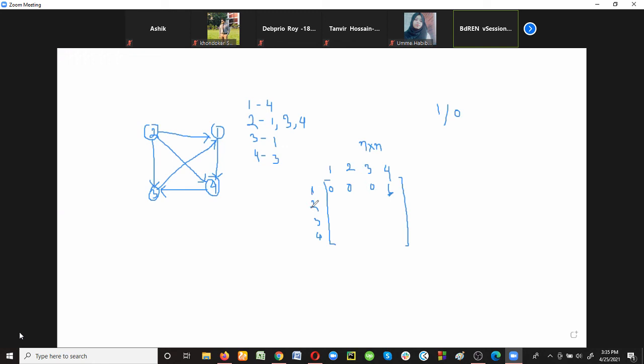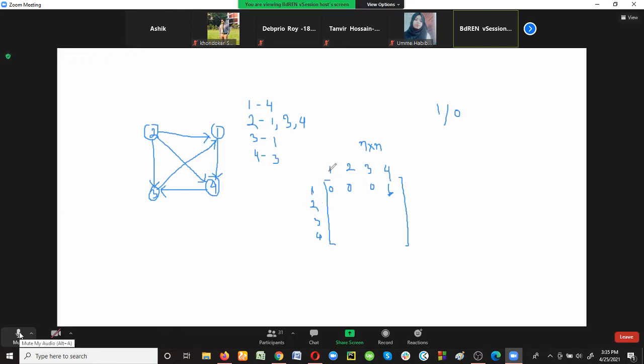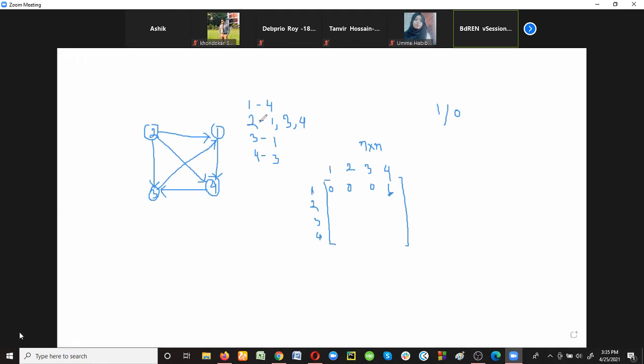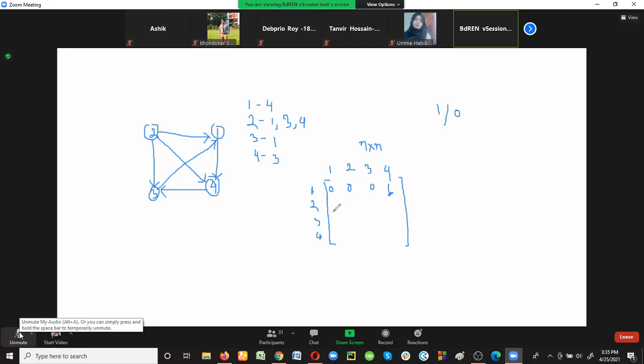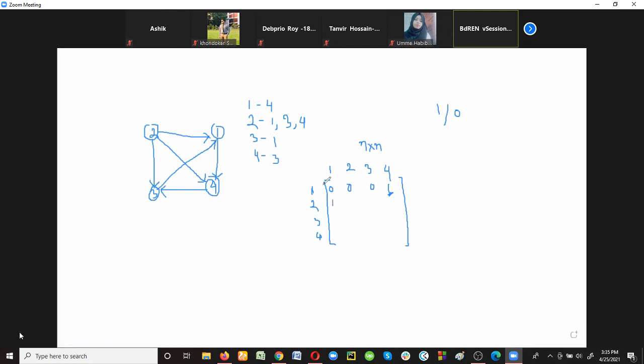Now the next one is 2. Is there any adjacency between the node 1 and 2? Yes. 1 is the adjacent node of 2. So here the value will be 1. And if we have a loop like this, then here we can put a value 1. But in this graph, we didn't add any loop. So all the diagonal values will actually be 0. So between 2 and 2, there is no adjacency, so the value will be 0.